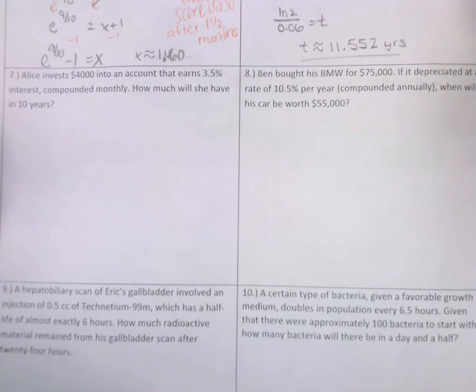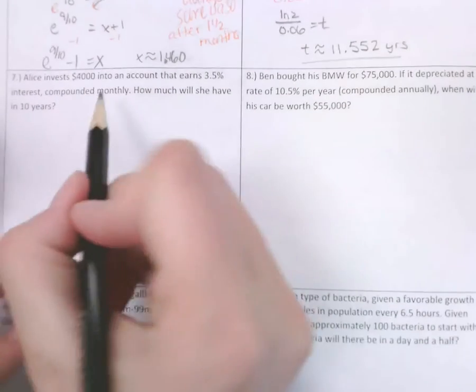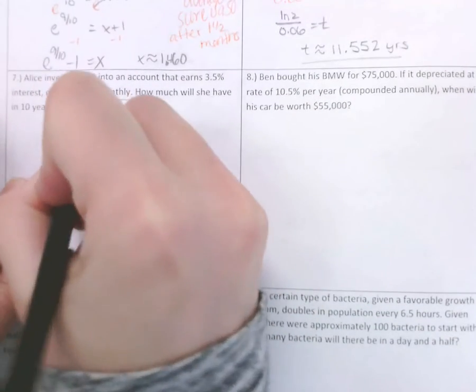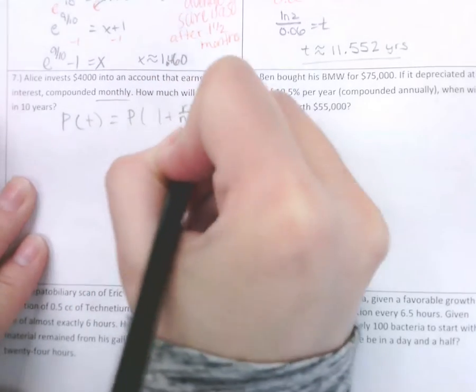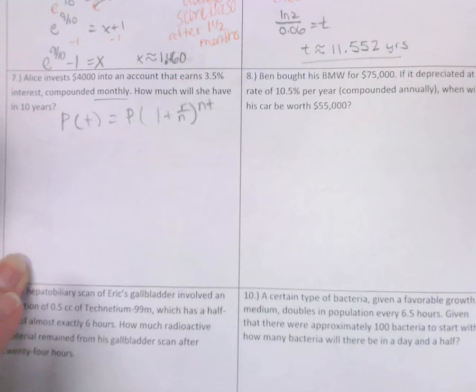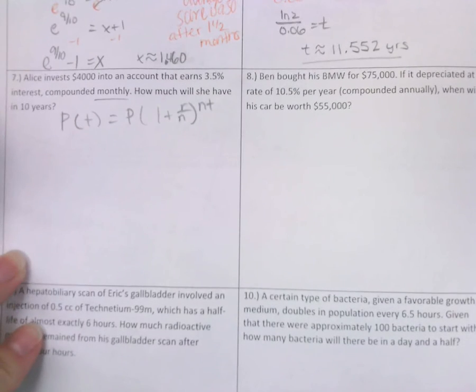Alice invests $4,000 into an account that earns 3.5% interest compounded monthly. How much will she earn in 10 years? Now, monthly means parentheses 1 plus r over n, and so on. So we're using the other formula because it says compounded monthly. Monthly is telling you n. It's happening every month. There are 12 months in a year, so n would be 12.